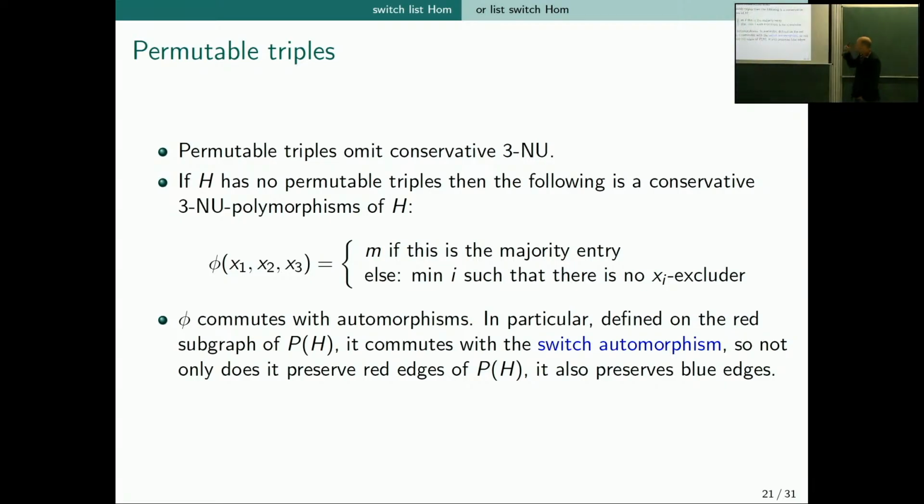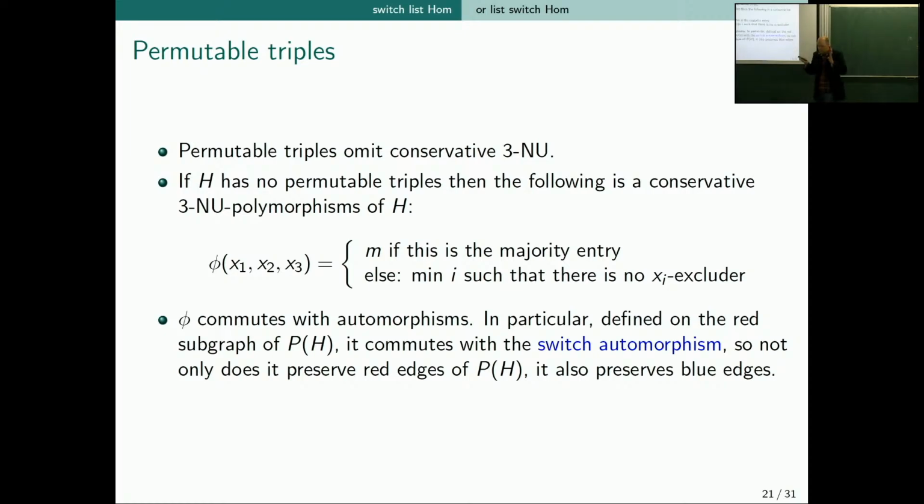And so what did we do? We said, well, if we define it this way, a definition like this is preserved under automorphisms. The existence of these excluders is preserved under taking automorphisms of the target. Which index we choose doesn't matter when we take an automorphism of the target, and majority is preserved under taking automorphisms of the target. It has nothing to do with the target, it has to do with the entries. So this polymorphism commutes with automorphisms of H, and in particular, it commutes with the automorphism that switches the 2 sides of that switch graph.